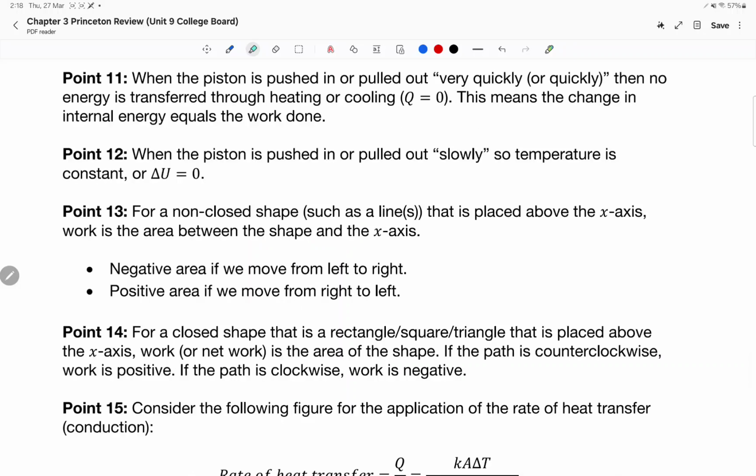Also, they love these phrases. If the piston is pushed in or pulled out slowly, that means that delta U is 0. But if the piston is pushed in or pulled out quickly, then the Q is 0. Okay. So please keep that in mind somehow. Slowly means delta U is 0. Quickly, Q is 0. Quickly starts with Q. So Q.